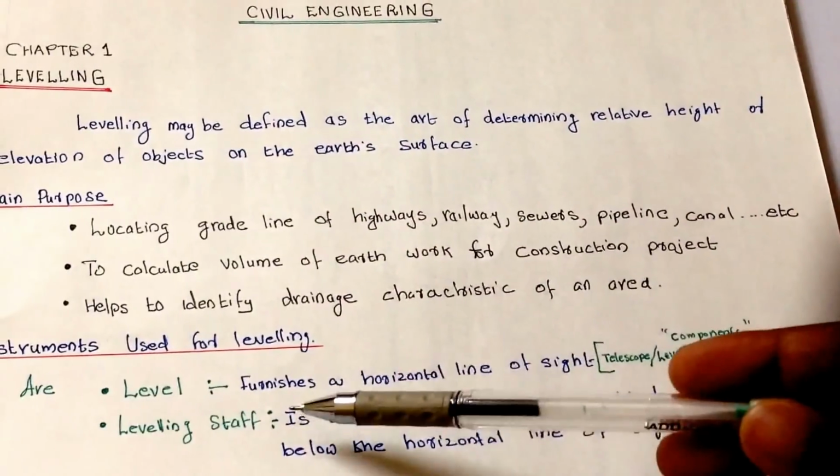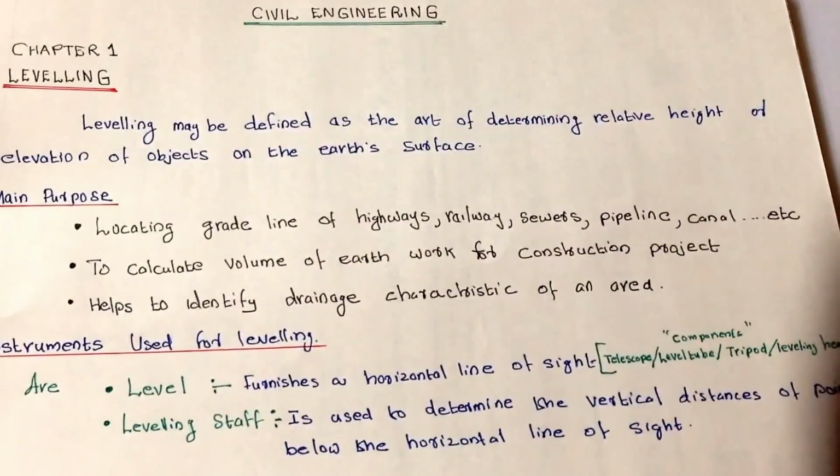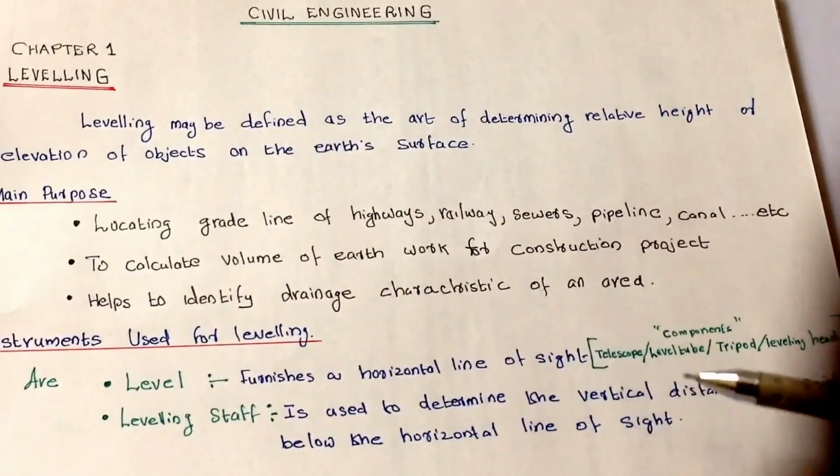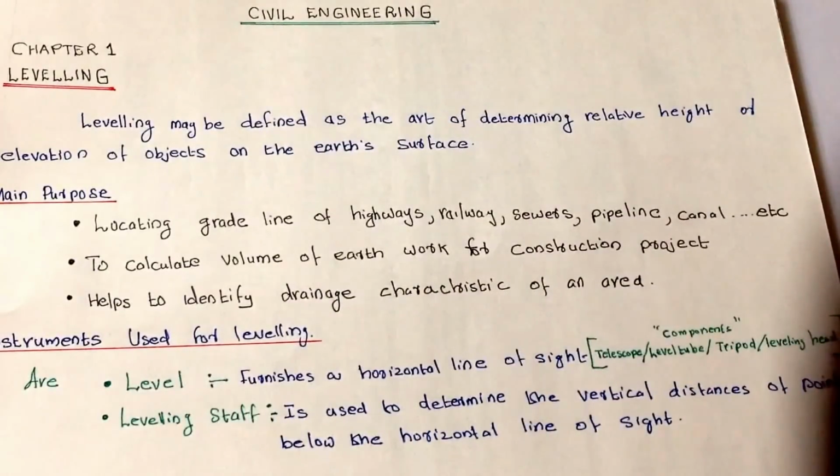And the second thing is the leveling staff. It is used to determine the vertical distances of points below the horizontal line of sight. It's usually used to determine the vertical distance of points below the horizontal line of sight.